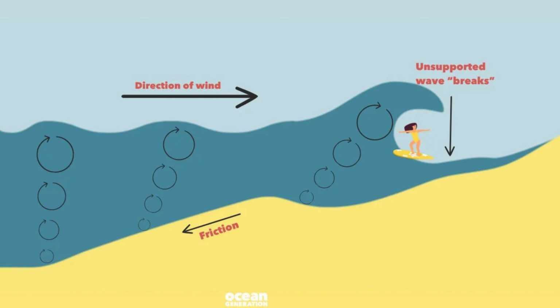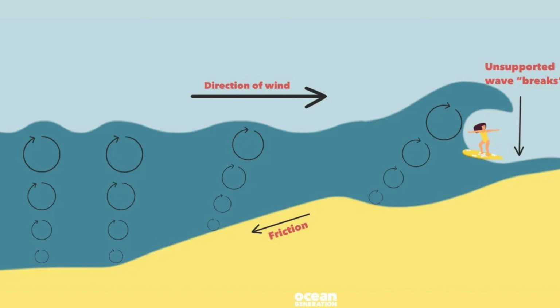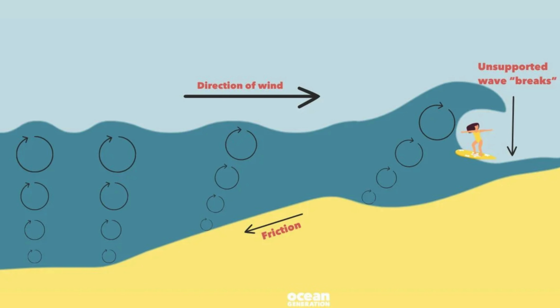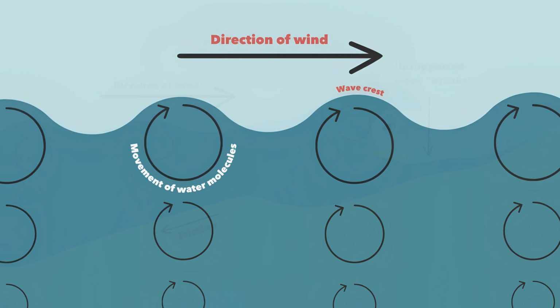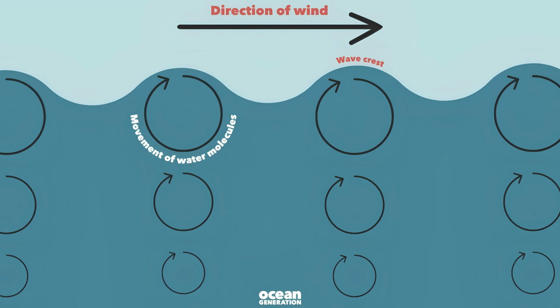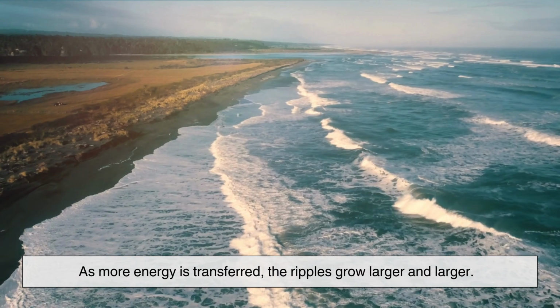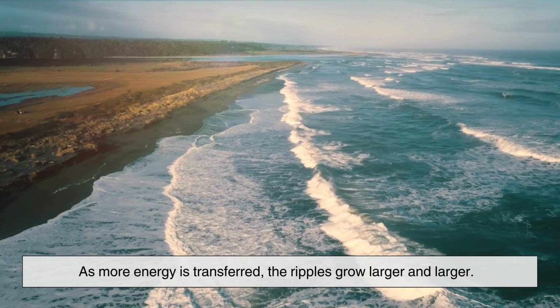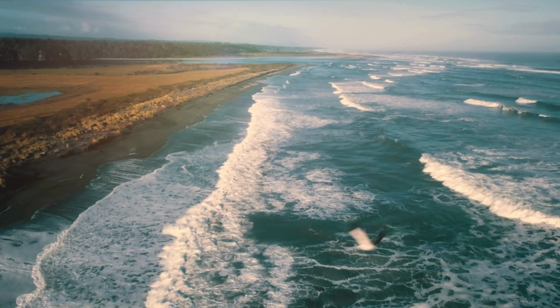Most ocean waves are generated by wind blowing across the surface of the water. As air moves, friction between the wind and the water transfers energy into the sea. At first, only tiny ripples appear. These ripples create rough spots that give the wind something to push against more effectively. As more energy is transferred, the ripples grow larger and larger. Eventually, they develop into waves.